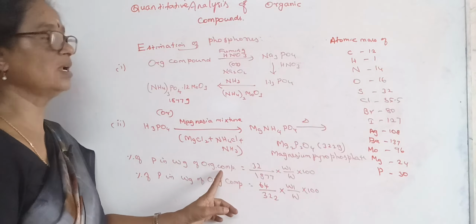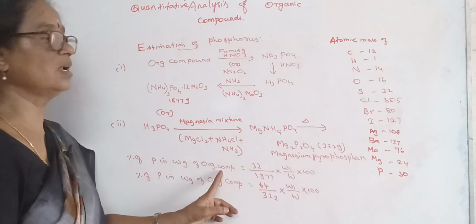Or the phosphoric acid which is formed is treated with the magnesium mixture. The magnesium mixture is nothing but a mixture of magnesium chloride, ammonium chloride and ammonia, where the phosphoric acid is converted into magnesium ammonium phosphate. Later on strong heating, it decomposes to magnesium pyrophosphate.